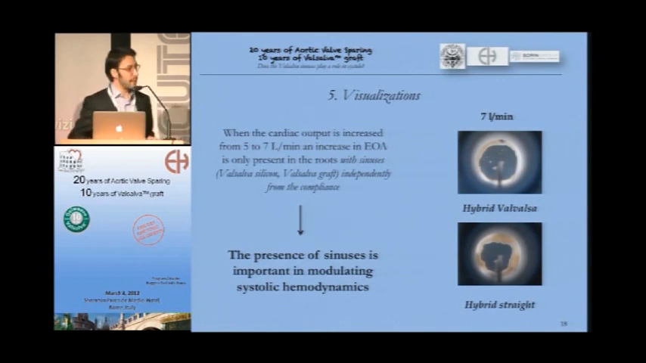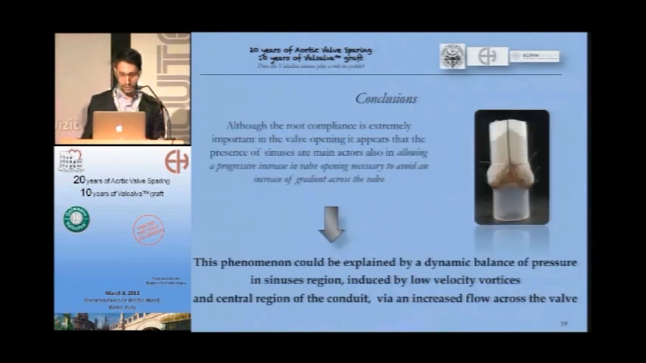From direct visualization, we obtain the same results. In fact, when the cardiac output is increased from 5 to 7 liters per minute, an increase of effective orifice area is present only in the roots with sinuses, and this was independent from the root compliance. So this fact leads to the conclusion that the presence of sinuses is important in modulating systolic hemodynamics.